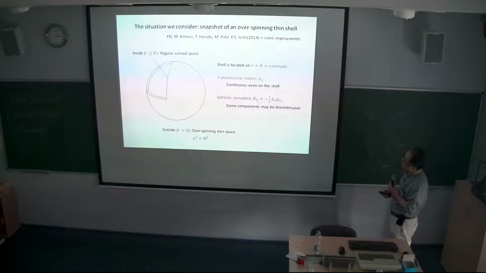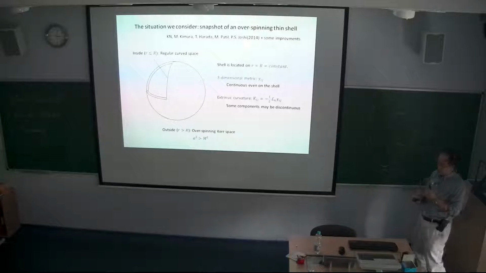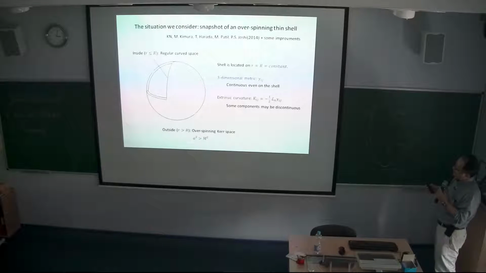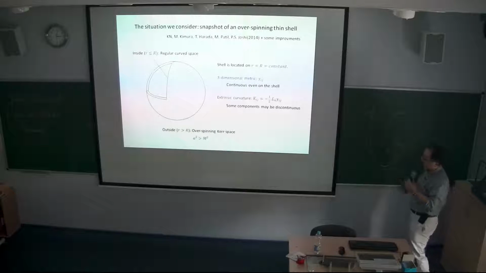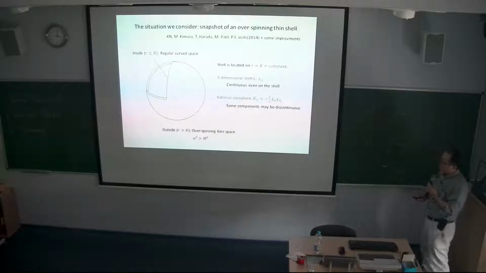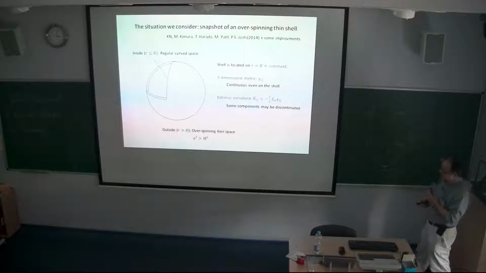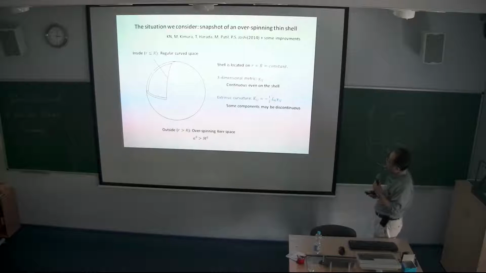Next, the inside of the shell is vacuum. We study this system, and the snapshot means the initial data. We will not consider the dynamics of the shell system. Anyway, we assume that the inside of the shell is the regular curved space. This is the shell, and the outside is the overspinning curved space. The inside of the shell is vacuum, and the outside is also vacuum. And the snapshot means the initial data.